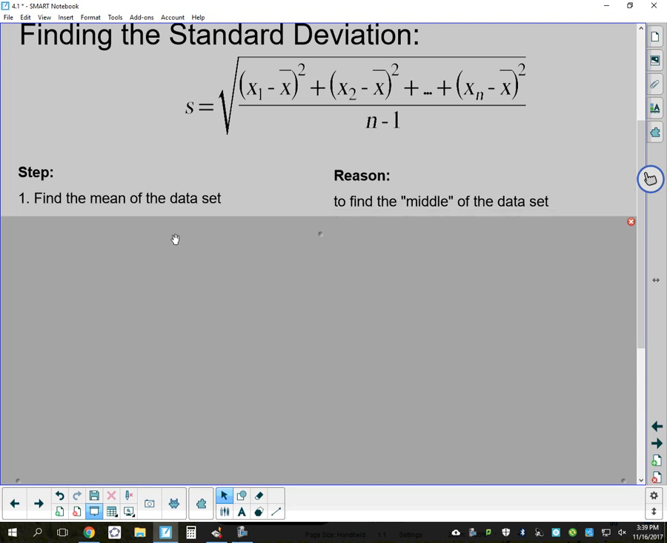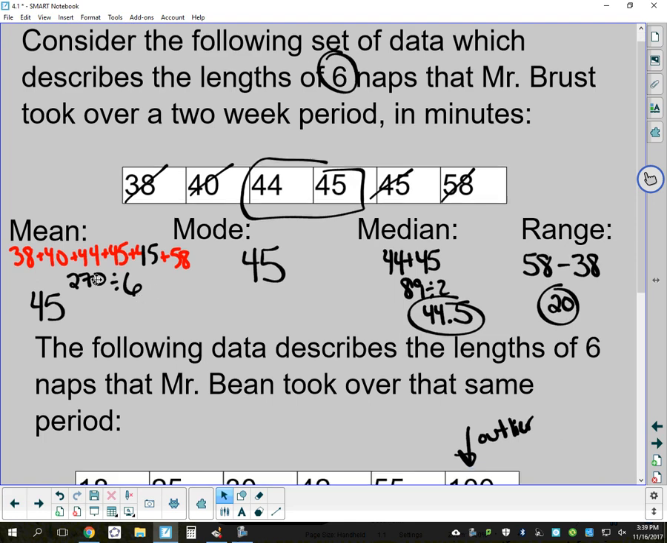Step 1, you need to find the mean of the data set. Why are we doing that? Because the mean is going to give you, quote unquote, a middle of the data. Quotes because sometimes you hear middle, you think median, but we're talking about a mean being like the middle. Because your average is also a different way to talk about the middle of the data. It's where it would average to.